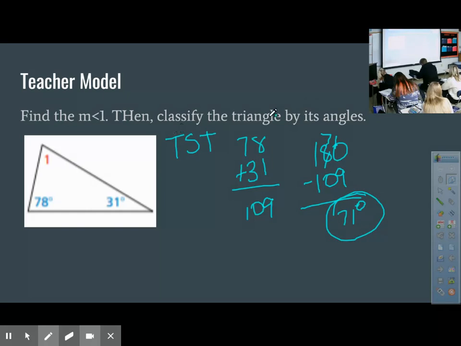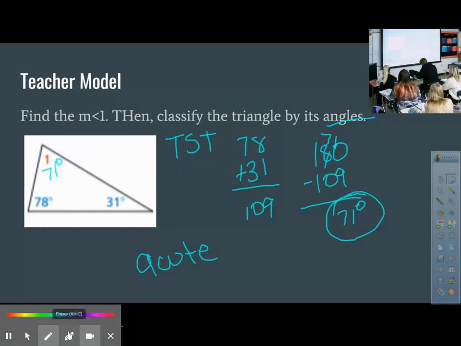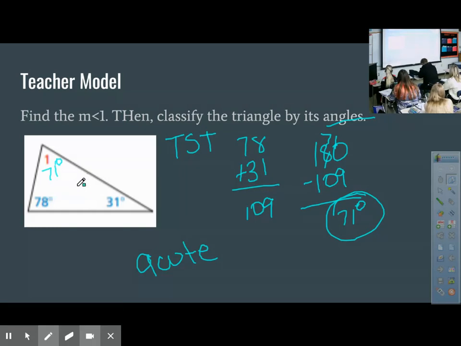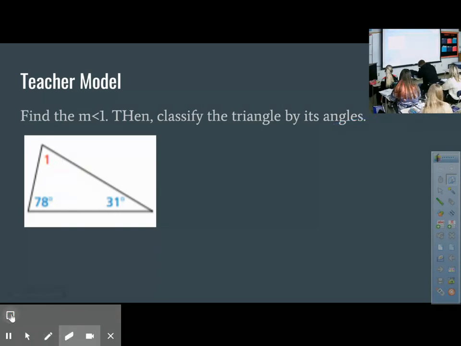Okay, then it says classify it by its angles. Alright, so I'm going to look to see, are any of them 90, are any of them obtuse? They're all three acute, so that would be an acute triangle because they're all three less than 90. And they're not the same, so I can't say they're equiangular. So that would be acute. It also looks to be scalene, but it didn't tell me to do that. It just said by its angles. Alright, so angle 1, 71 degrees, and then it's an acute triangle.